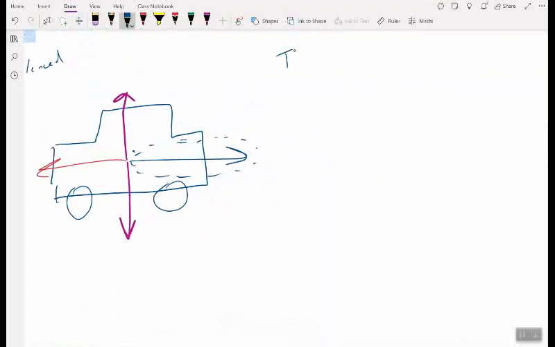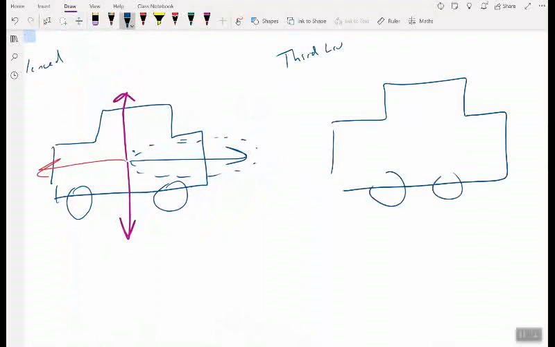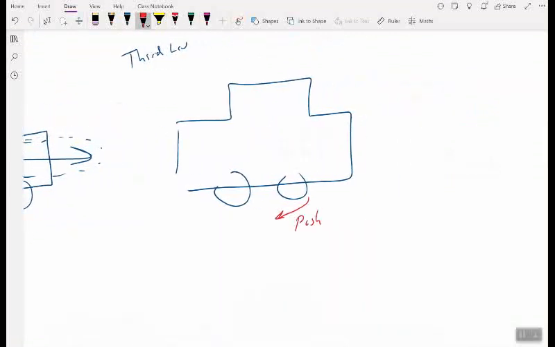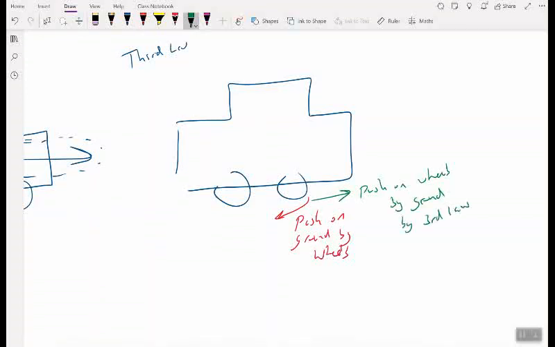So if we think of the third law, where it's actually coming from, well, we just call it driving force maybe at GCSE, but where it's actually coming from is the engine making the wheels turn, and the wheels are turning and they're pushing into the ground. So there's push on ground by wheels, and due to Newton's third law, there is the push on wheels by ground. They feel a reaction force.